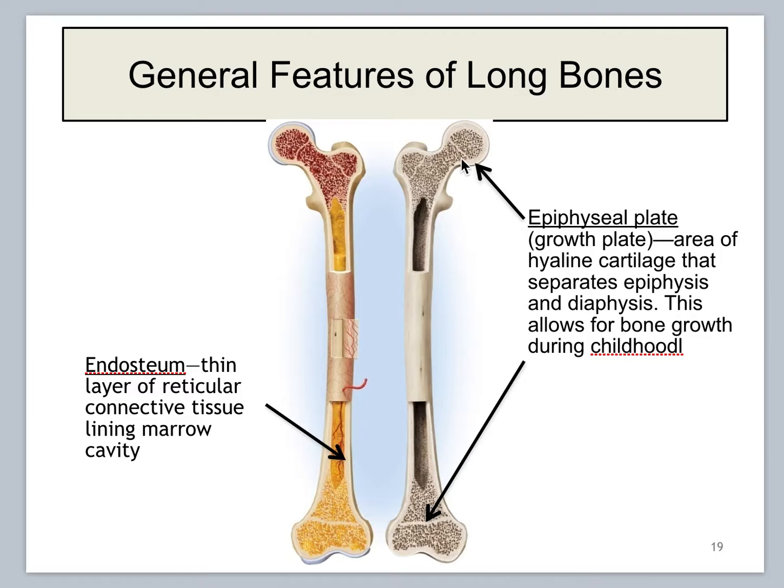The epiphyseal plate, we see here, that's a growth area. It's an area of hyaline cartilage that separates the epiphysis from the diaphysis. Remember, the epiphysis is the end, the diaphysis is the shaft. This allows for bone growth during childhood.